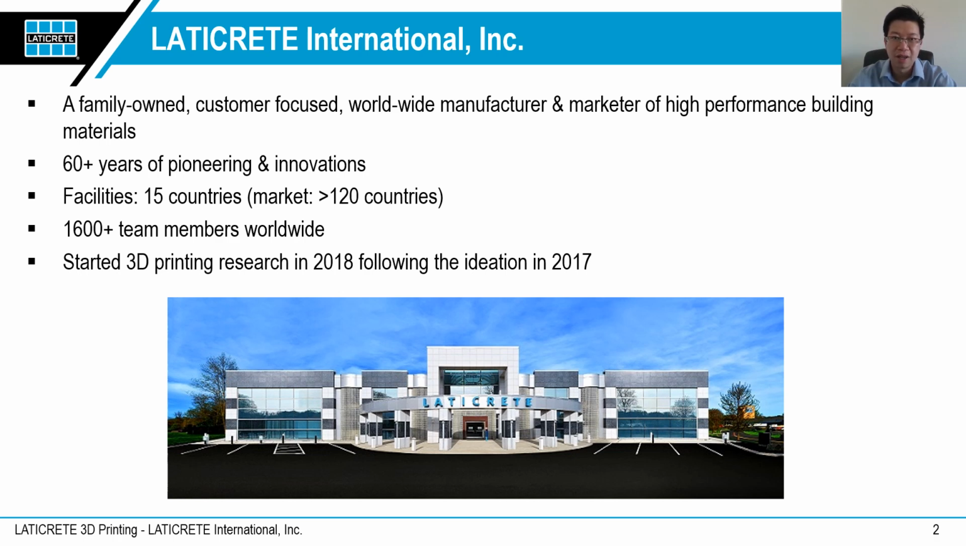Since the 1960s, LATICRETE has been involved with many major global projects, including the first World Trade Center in New York City, Sears Tower in Chicago, Petronas Twin Towers in Kuala Lumpur, Malaysia, Burj Khalifa Tower in Dubai, and many others. We have been working in the area of 3D printing since 2018, and we have done several 3D printing projects. Currently, we are one of the voting members of ACI Committee 564, which addresses the application of 3D printing with cementitious materials.